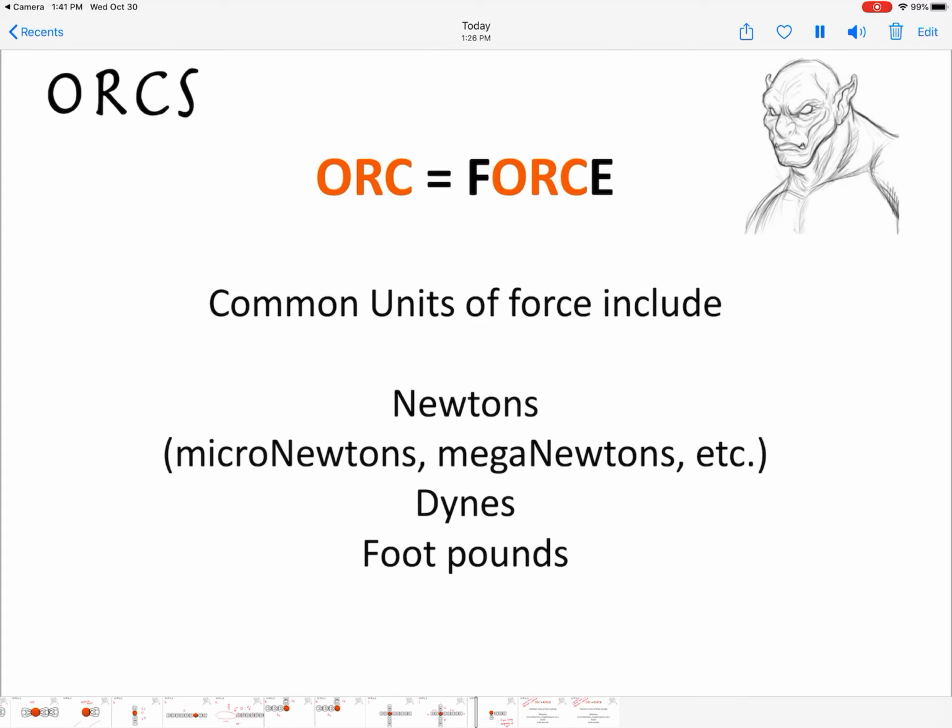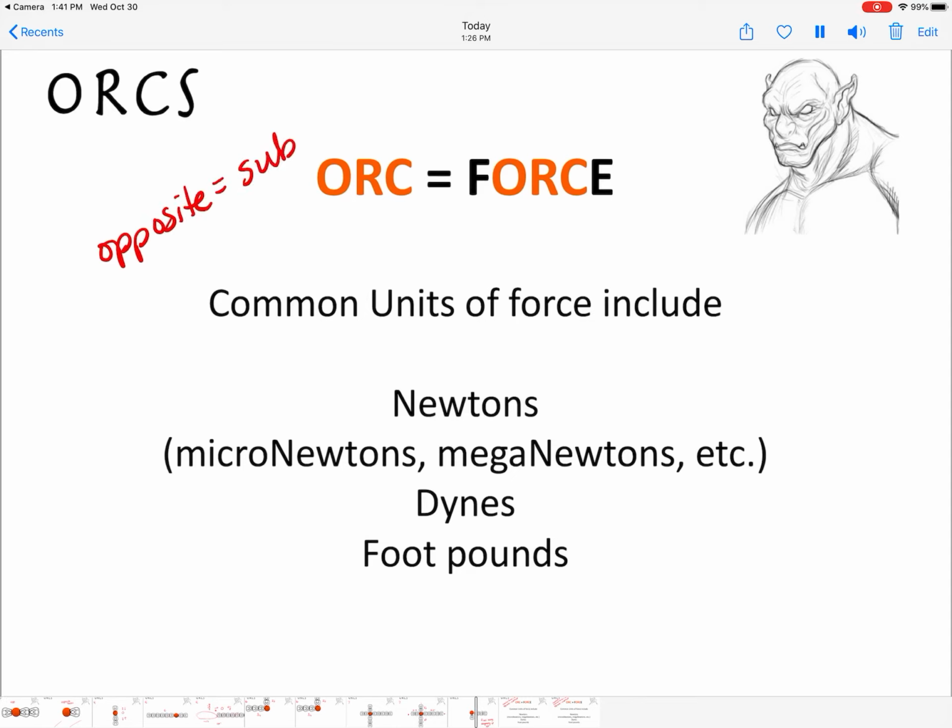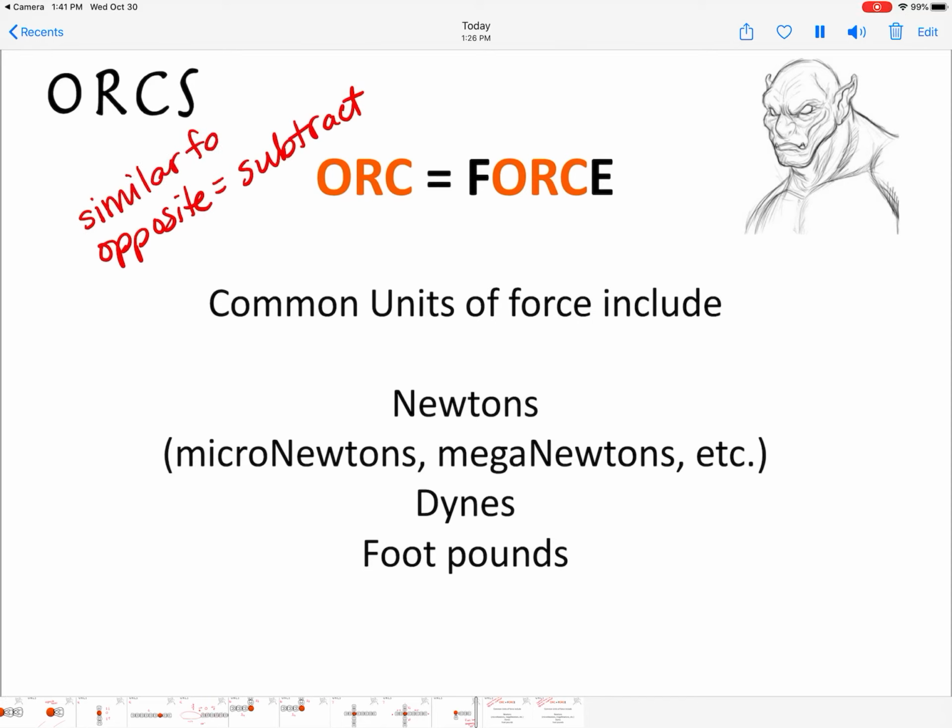And so those are all different examples of how forces can work against each other or with each other. And so remember, if it's opposite forces, you're going to subtract it. If it is similar forces, you add it if they're working together.